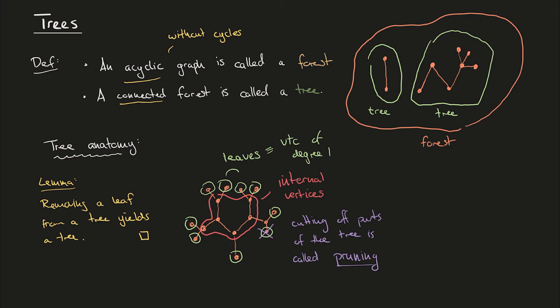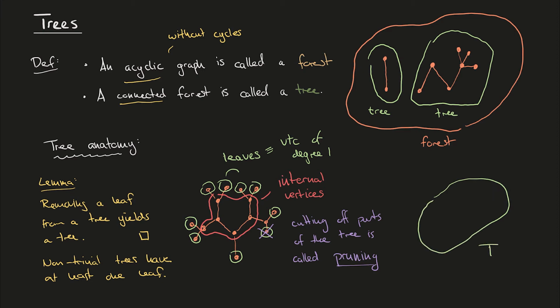Another useful fact is that every non-trivial tree has at least one leaf. In this setting, non-trivial just means that the graph has at least one vertex. Why is this the case? Well, let's consider some non-trivial tree T, so that means it has at least one vertex, and now we look at a maximum path M. By maximum path, I mean the path of longest length, and this has to exist because T is finite.